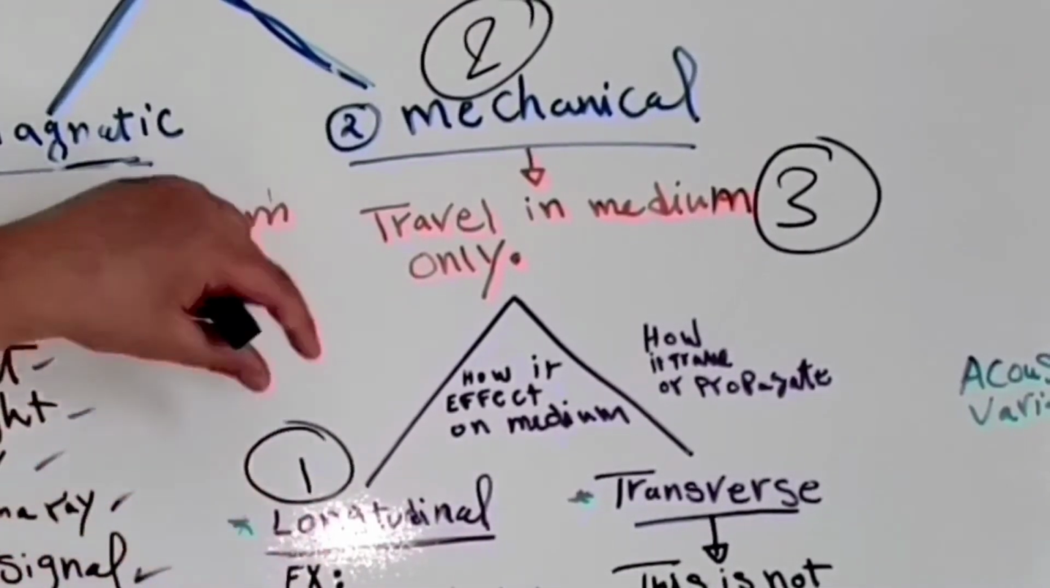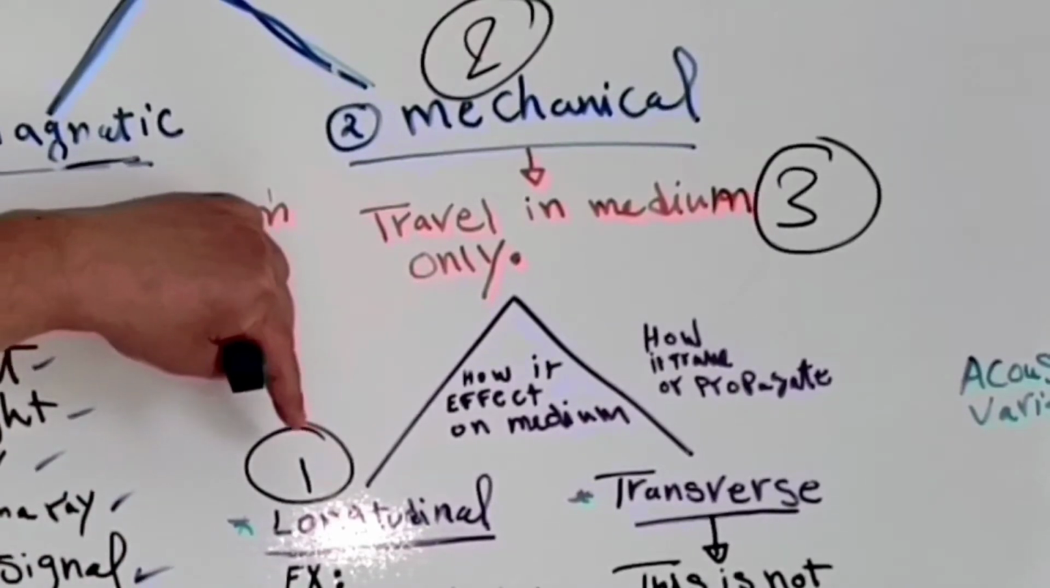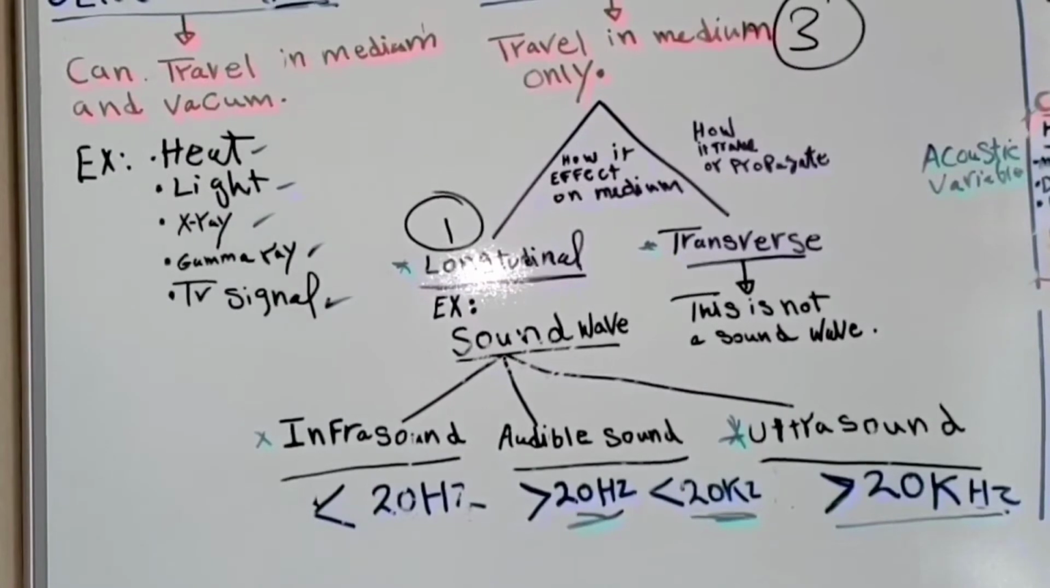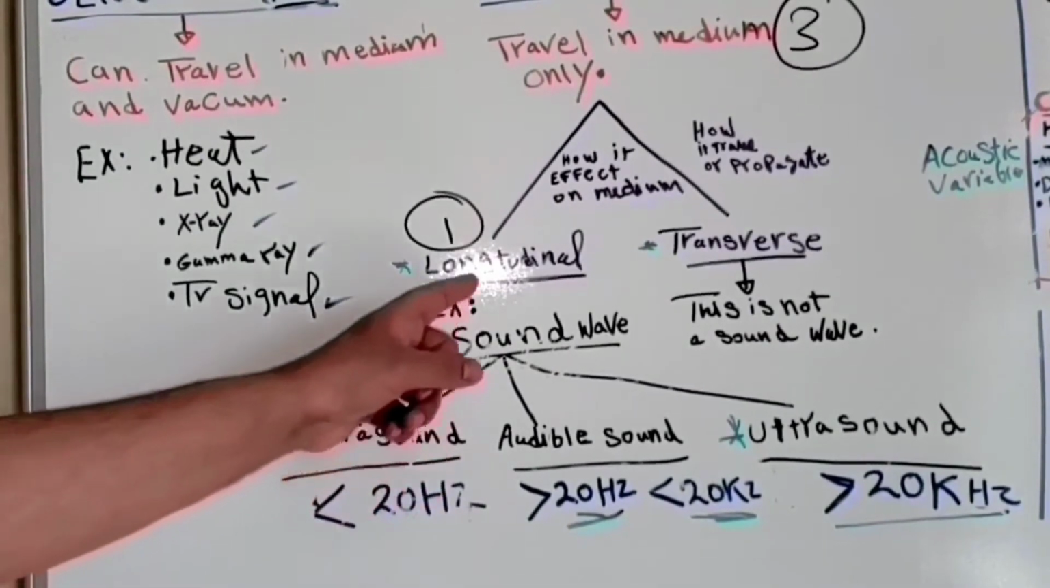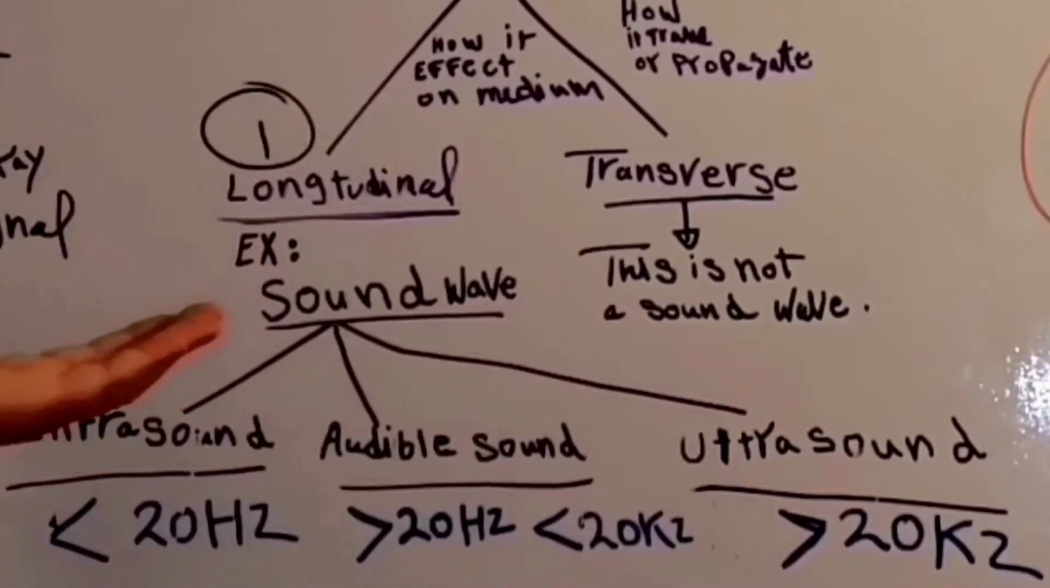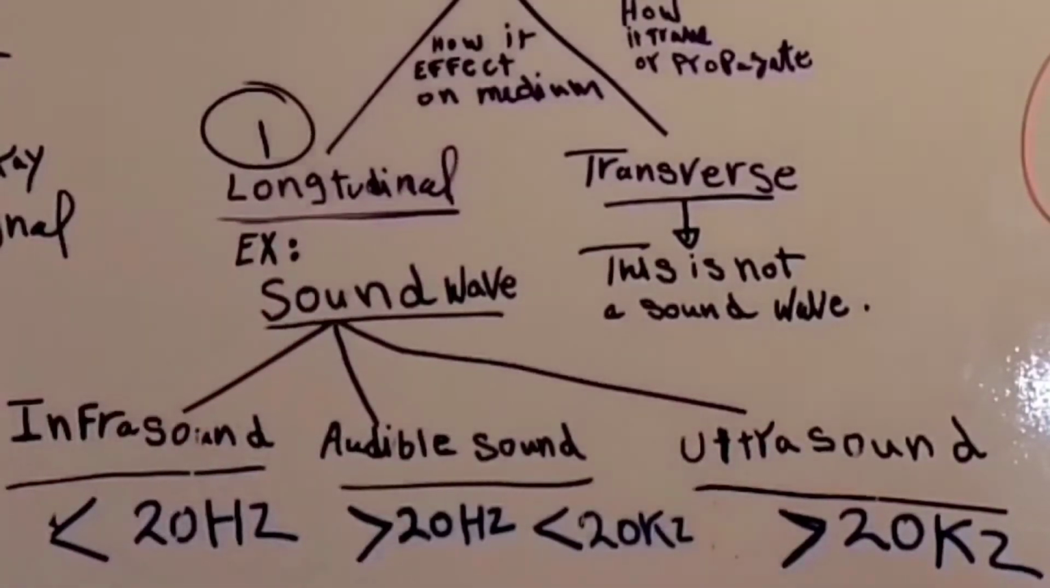Mechanical waves divide into longitudinal waves and transverse waves. Sound wave is not a transverse wave. Sound wave is a longitudinal wave. An example of a longitudinal wave is the sound wave. For the sound wave, there are three types.